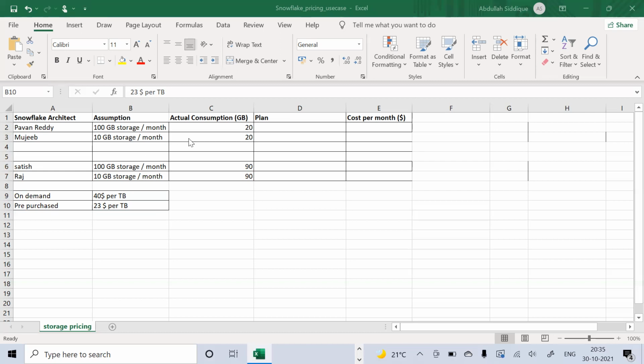See, in the first case, we monitored for almost 2 months. We noticed that we are consuming only 20 GB of data. And if we get a pre-purchase like 100 GB, it's of no use. I know the amount of data growth for the past 2 months, so I would like to go with the pre-purchase plan for up to 40 GB or something, because the data is not growing that much.